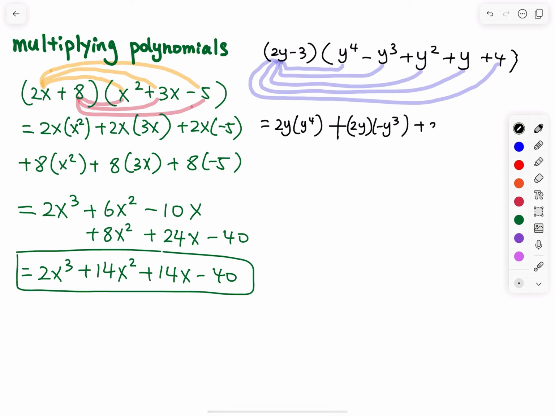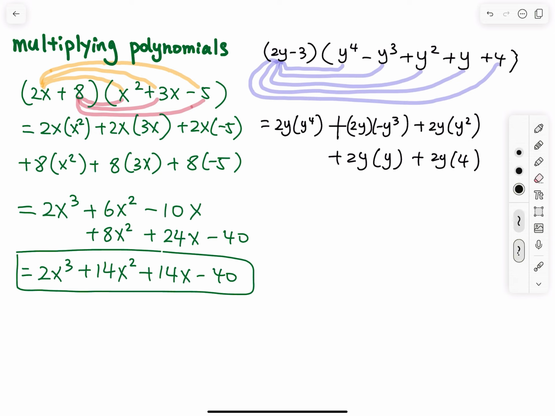And then plus 2y times y squared. Oh, I have to use the next line. Plus 2y times y, and then plus 2y times 4. Okay, so that is the 2y, and then you will do the same thing for the minus 3. Oh, on my notes, I use a positive. You know what? I already wrote a minus. Everybody wrote a minus already. Let's stick with the minus.